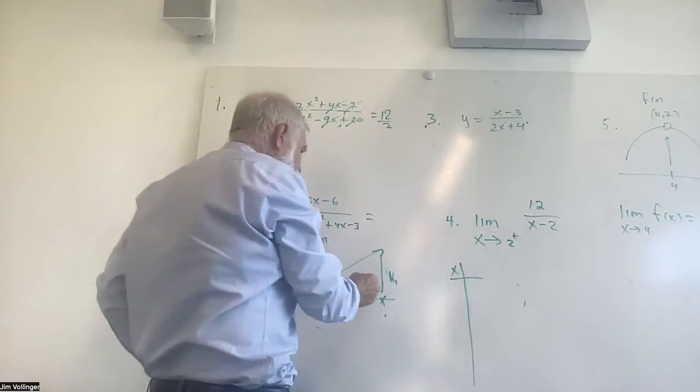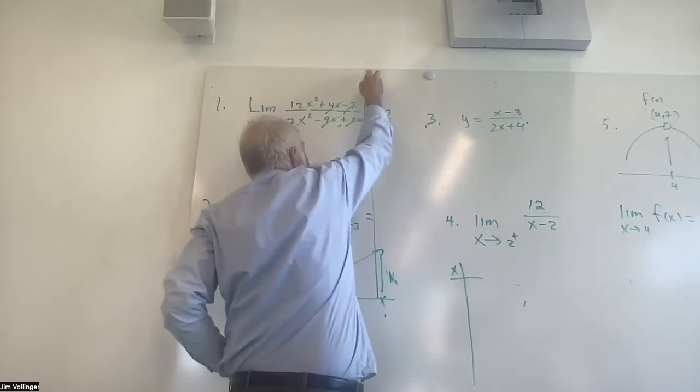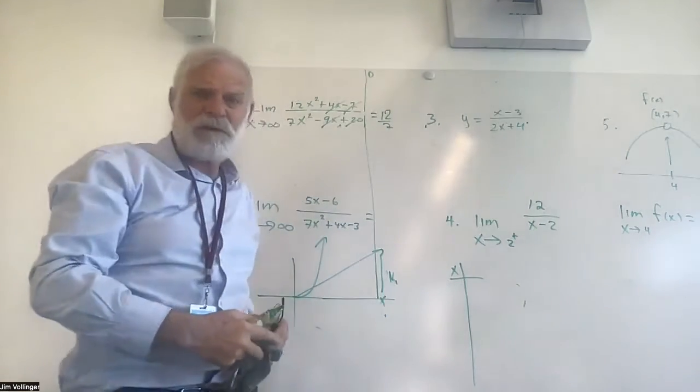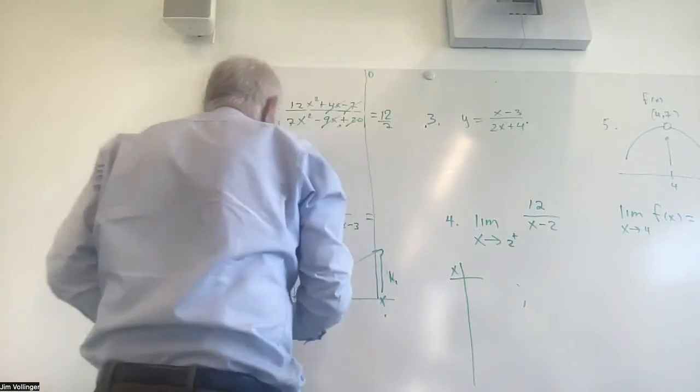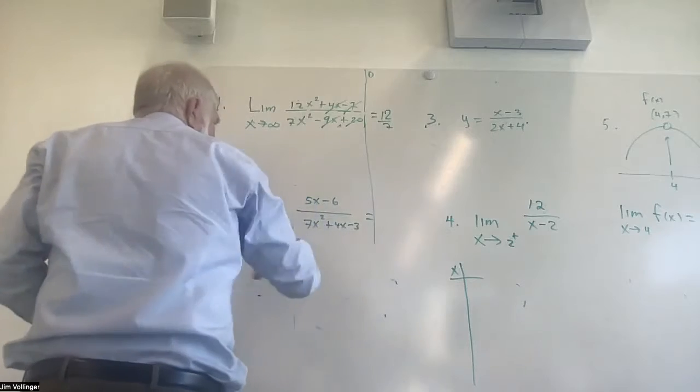So the question is, how many times will the denominator altitude, which I can't even draw far enough, how many times will that altitude fit into this? I hope you say it won't. It doesn't.